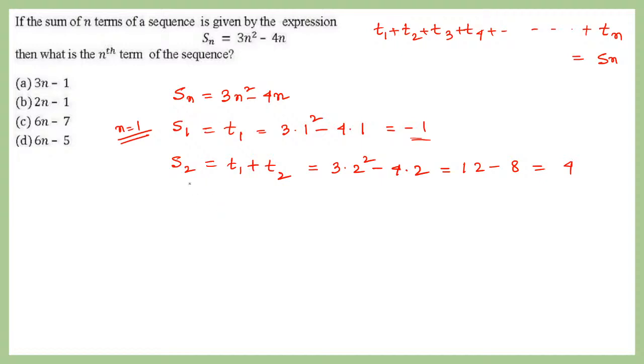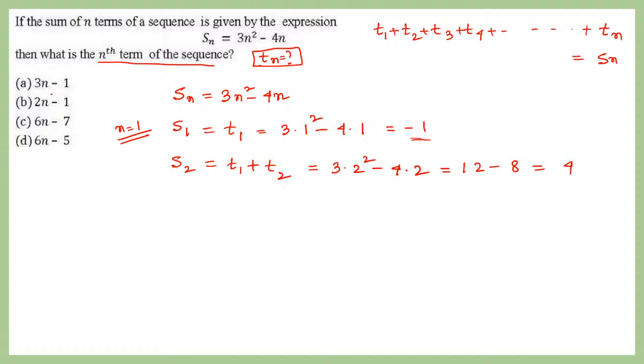Now from here, what are we going to do? We are going to find out from these options which is our Tn. So we need to find the nth term of the sequence, that is, we need to find Tn. So how to find Tn?